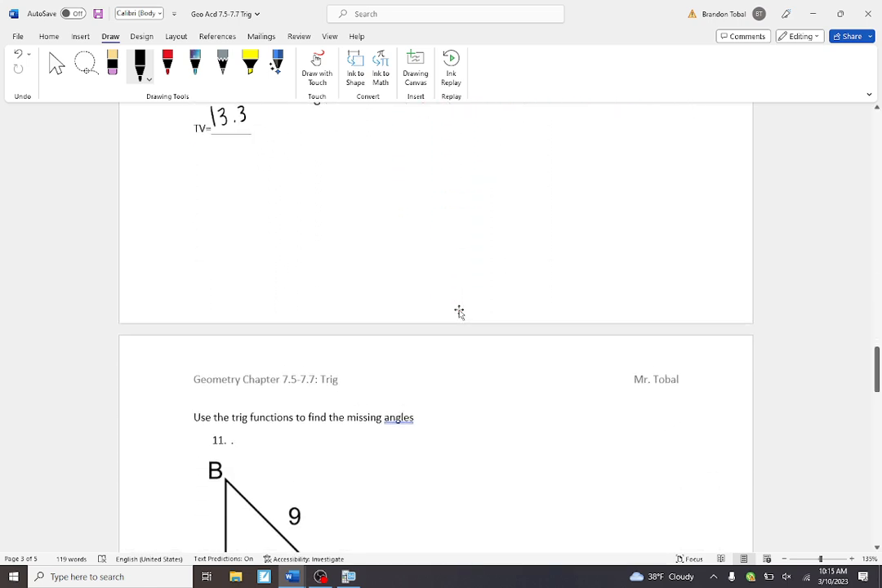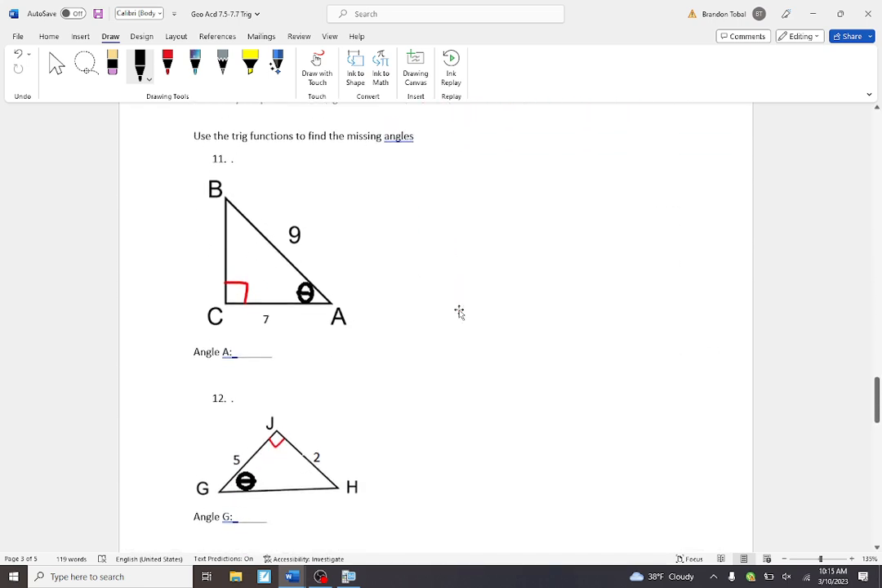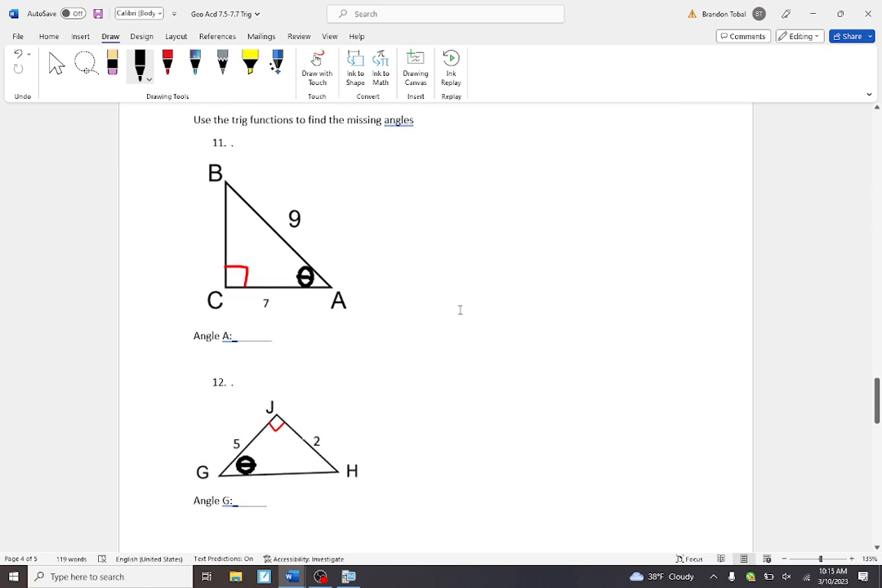All right. Next page. This one, I'm missing my angle. I'm looking for angle A. I have this 7. Based off angle A, what is 7? Adjacent. Good. And based off angle A, what is 9? Hypotenuse. Good.